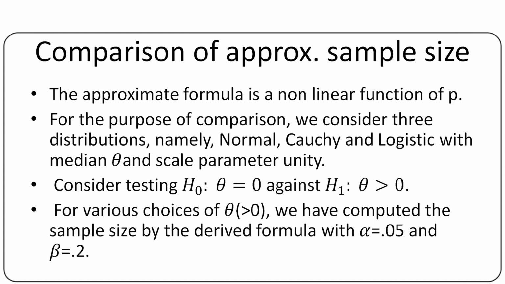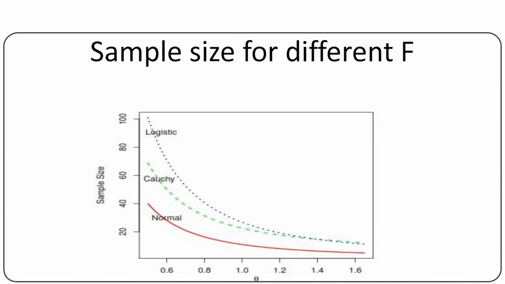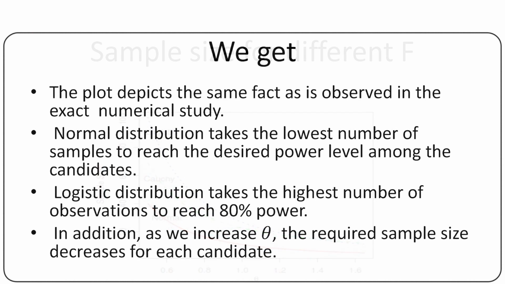Then consider testing theta equal to 0 against theta greater than 0. For various choices of theta, we have computed the approximate sample size with alpha as 5% and power as 80%. The approximate sample size for different distributions and for different theta is plotted in the next page. The plot depicts the same fact as observed in the exact numerical study.